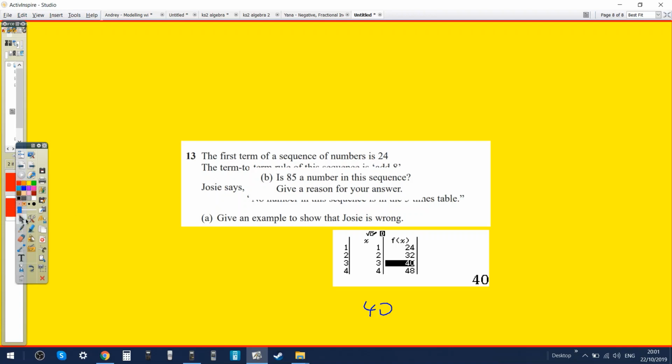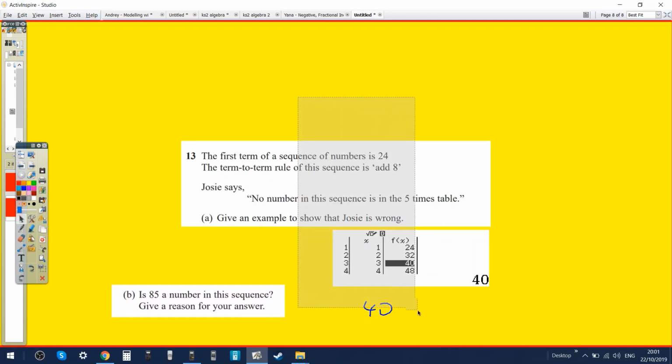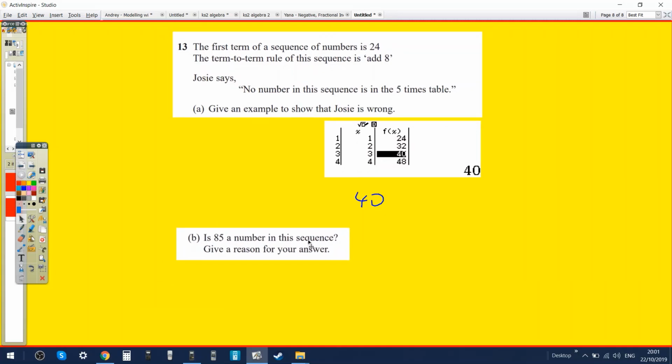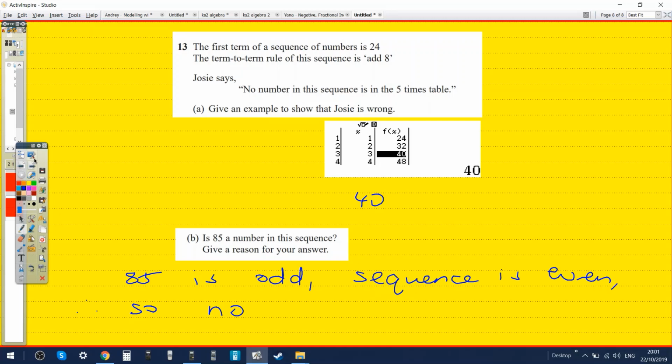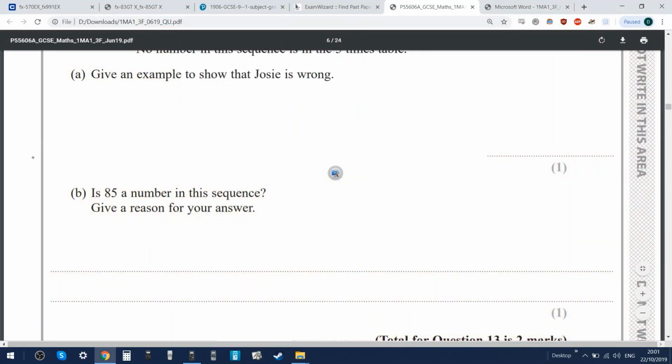Well, first of all, is it in the sequence? No. 80 is, 88 is. And so I will just say 85 is odd. Every number in the sequence is even. And so it is, so no. 85 is odd and every number in the sequence is an even number. So no. I want to see what the mark scheme says. Do I even get a mark for that?